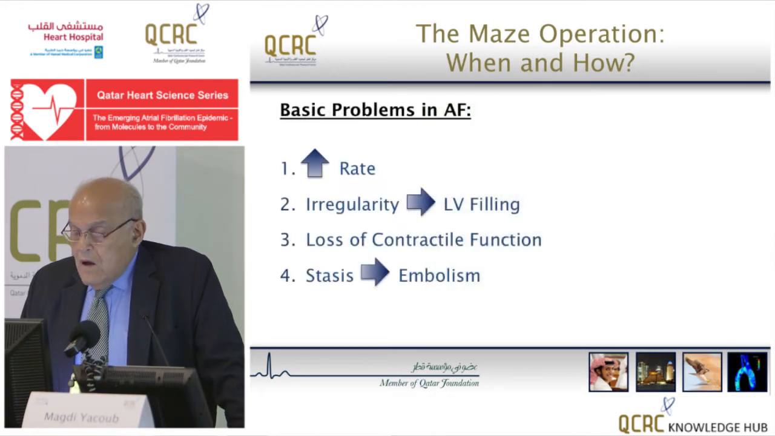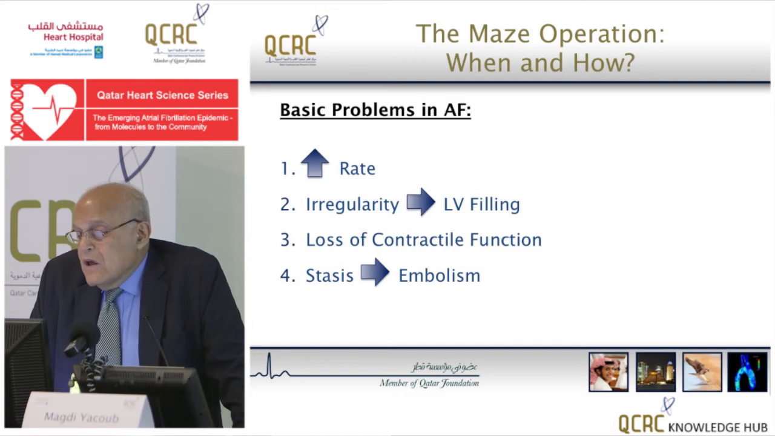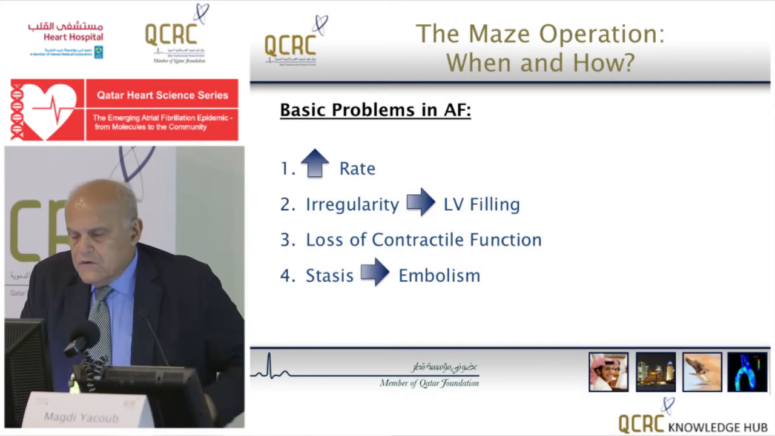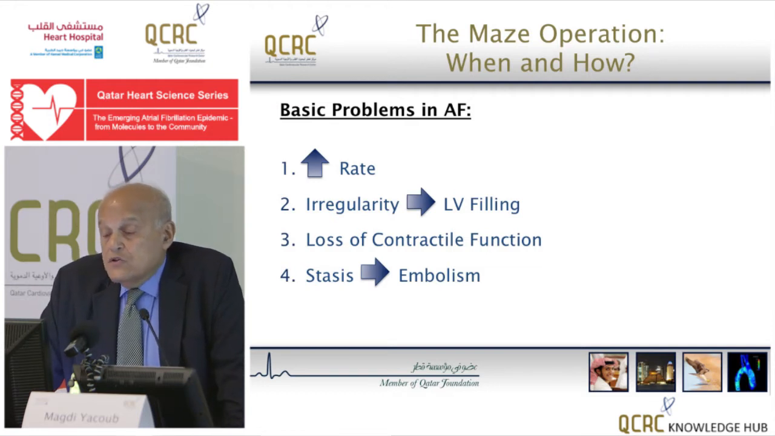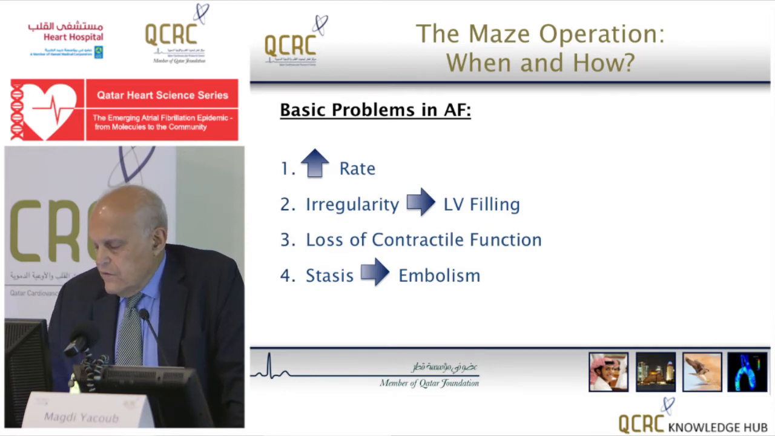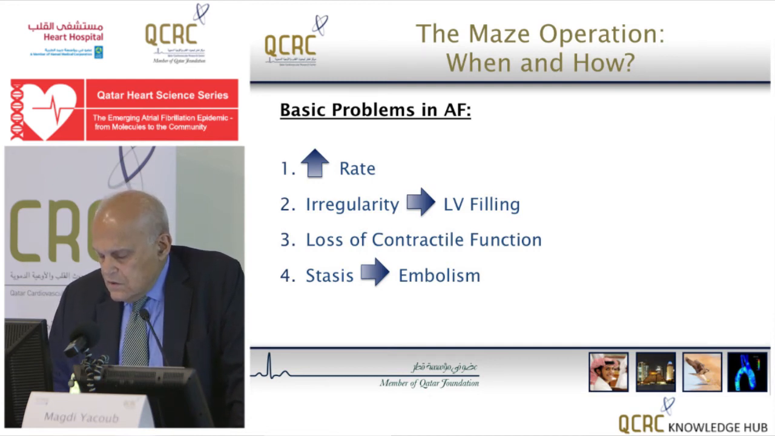Now, my next slide shows that if we are going to treat atrial fibrillation surgically, we should know what we're trying to do. You have had excellent talks in this meeting about rate control and the importance of restoring contractile function, but irregularity in itself actually does interfere with left ventricular filling and cardiac output. The loss of contractile function also is important. We've heard a lot about embolism and strokes, which is obviously due to stasis. The question is, can you deal with all these surgically?